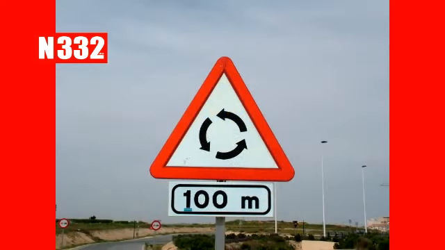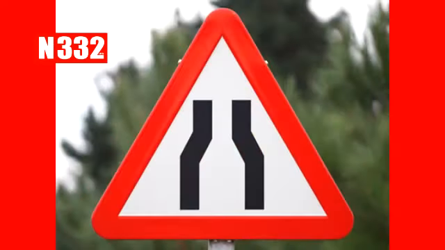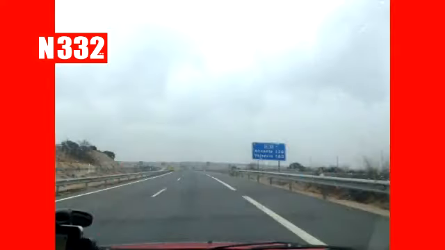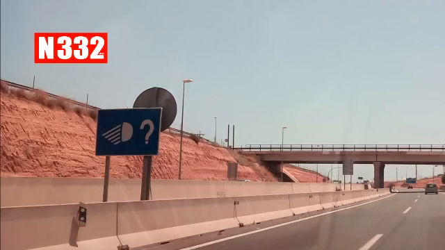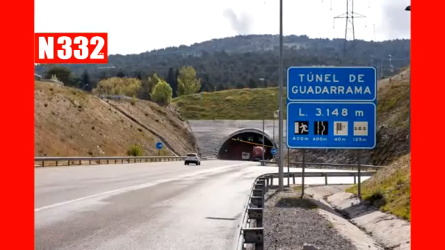Triangular signs are warnings. They give us advanced information of hazards ahead, such as traffic lights, road narrows ahead. Triangles are warnings. Rectangular or square signs are advisory or informative. They tell us something useful, such as the recommended maximum speed, no through road, or tunnel, for example.